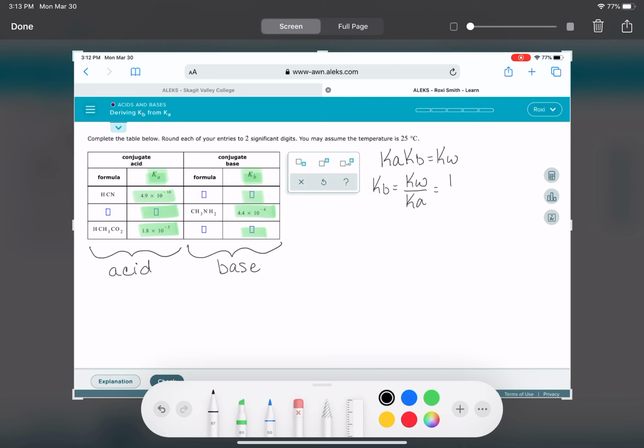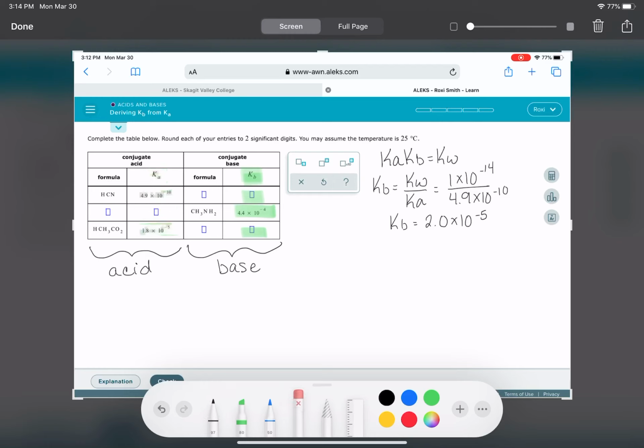Kw is always 1 times 10 to the minus 14. And for our first problem, the Ka is 4.9 times 10 to the minus 10. And so we just plug that into our calculator, and I am getting Kb equals 2.0, it wants 2 sig figs, times 10 to the minus 5. And that's all you have to do for that.